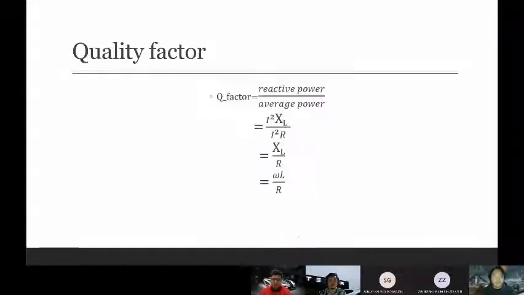Next, I'm going to talk about the quality factor. For both series and parallel circuits, to get the Q factor we can use the same formula, which is reactive power over average power. So it is I square XL over I square R. We can cut out the I square part and we are left with XL over R. We know that XL is omega L, so we substitute it to get omega L over R.